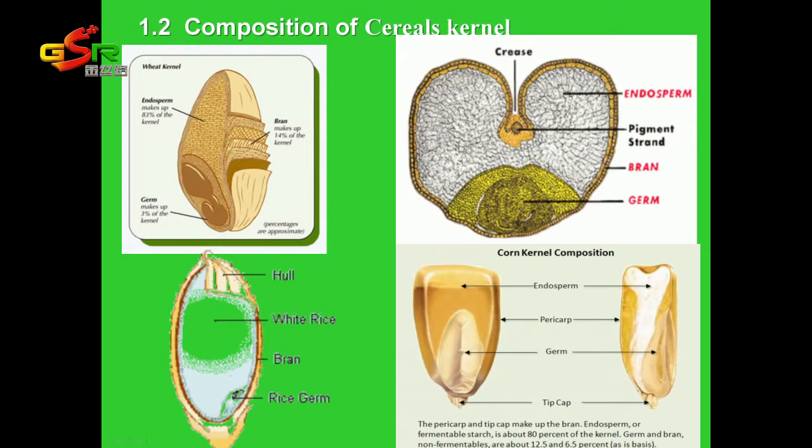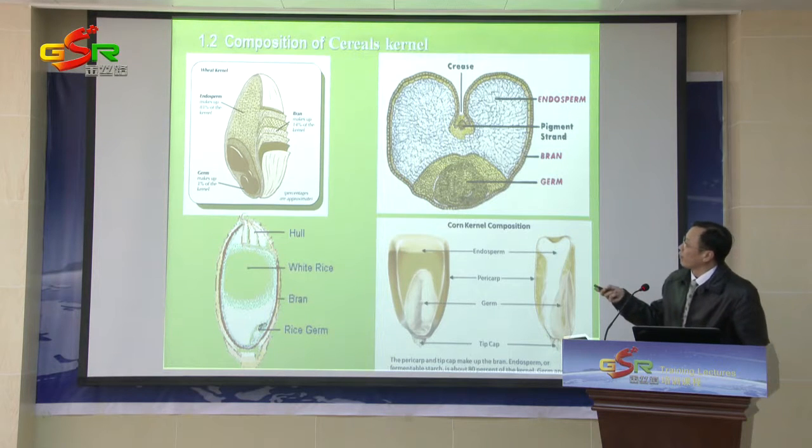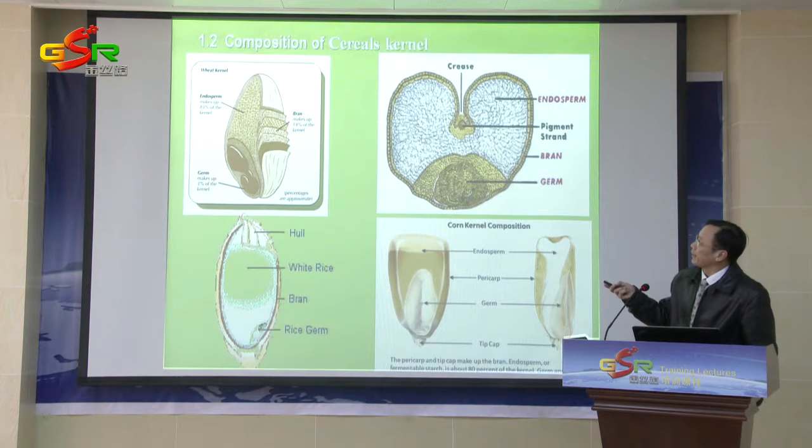These are the compositions of the cereal kernel. The first is wheat, and the rice, and the corn. From this cereal kernel, we can find the wheat kernel consists of 3 parts. That is the endosperm, made up of 83% of the kernel.